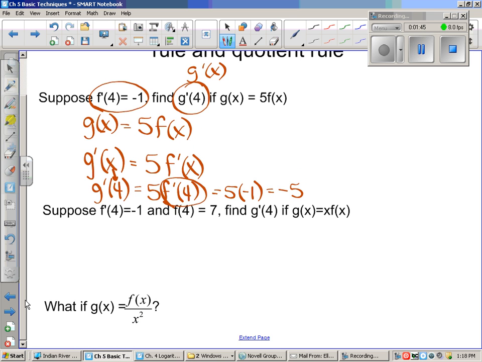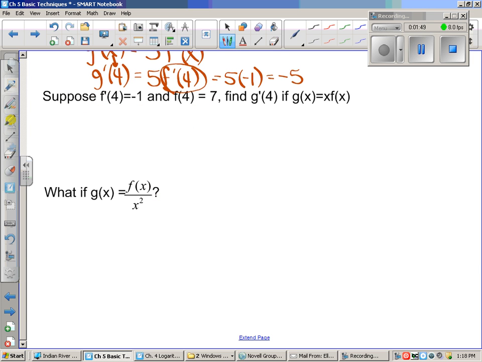Looking at another one that's not quite as simple or straightforward, I guess, is this next one that says, suppose f prime of 4 equals -1 and f of 4 equals 7. And then again, it's talking about g.